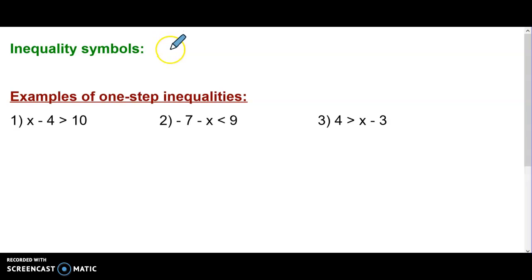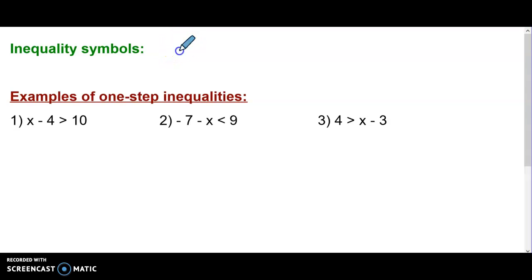So in this video, we're going to be talking about inequalities, and specifically, I'm going to be showing you examples of one-step inequalities, two-step inequalities, and multi-step inequalities. So to begin with, I think it is necessary for us to review our inequality symbols.